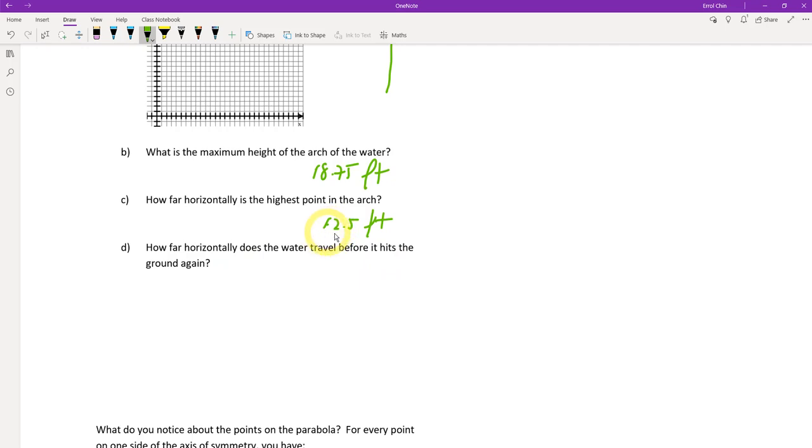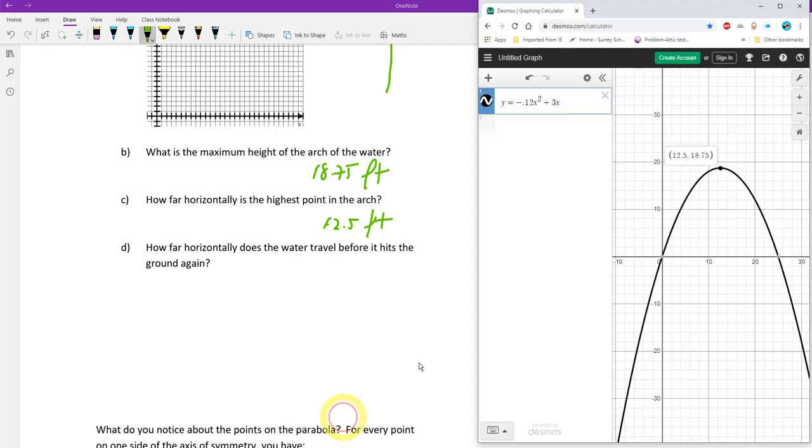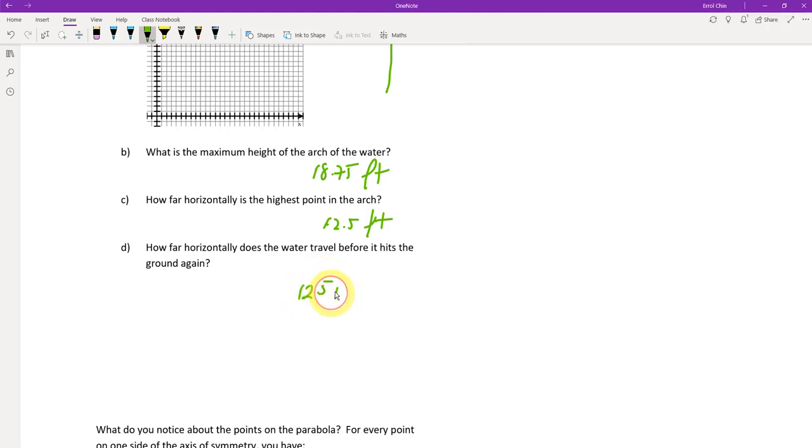Well, if the maximum is at 12.5, that's the axis of symmetry, right? That's the axis of symmetry. So again, I'm going to bring up my Desmos. So it's 12.5 from 0 to here. That means it's going to be another 12.5, which is a combined total of 25 feet.